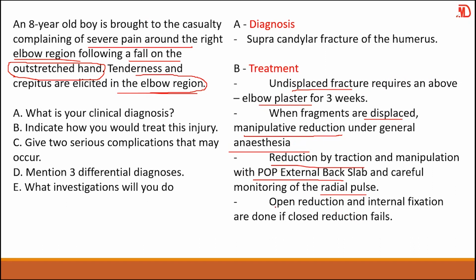Then we can also do an open reduction and internal fixation, if closed reduction fails us. So if doing a closed reduction is not helping us, you can do an open reduction and then do internal fixation. So these are by far the possible treatments available for a supracondylar fracture of the humerus. And again, it depends on whether there was displacement or no displacement.